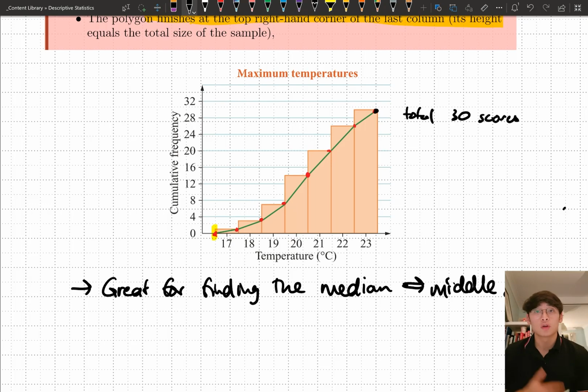So if I've got 30 scores, the median is going to be in the middle, so that's going to be 15, but because it's an even number, it's going to be two numbers. It's going to be my 15th and my 16th score. And so all I need to do is find my 15th and my 16th score.